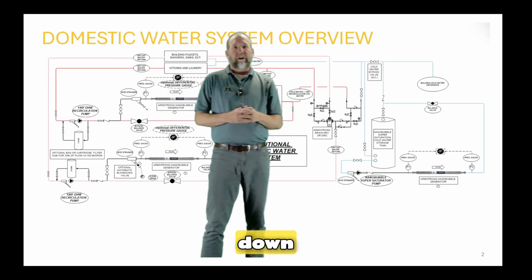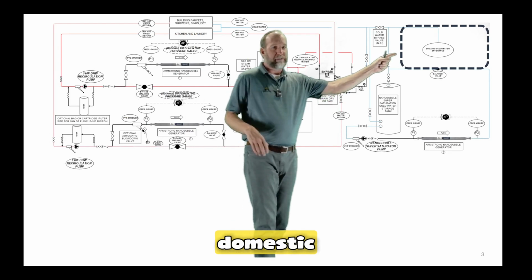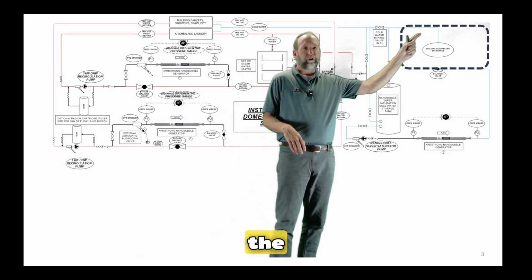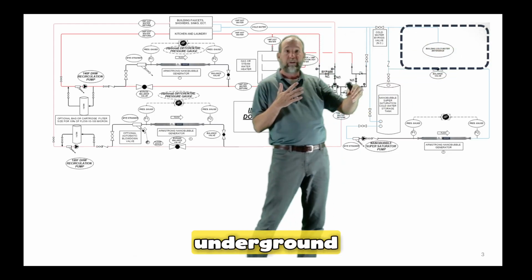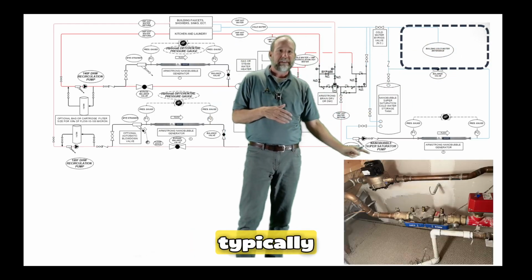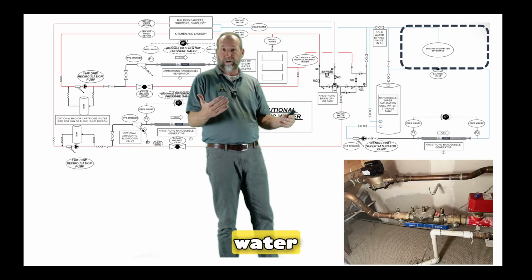Okay, let's break down our domestic water system, okay? We're going to start with our domestic water entrance, okay? This is where the cold water comes into the building. Basically, it comes in from the street, underground, comes into the building, okay? Typically in the domestic water entrance room, that's where the water comes in.